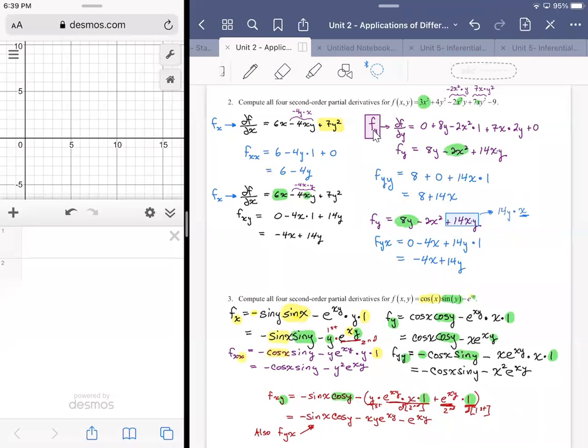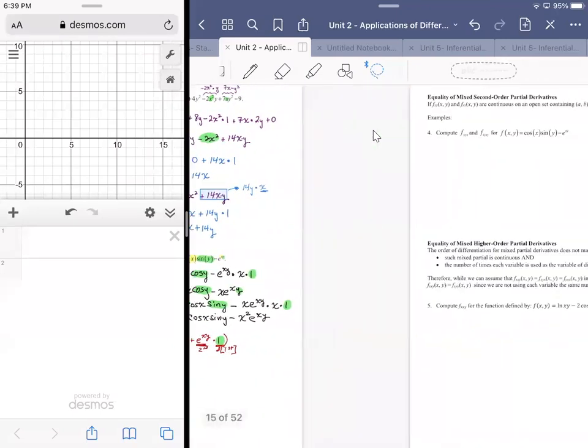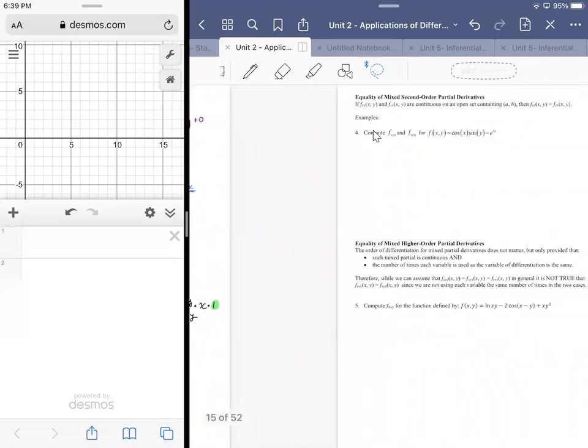Right, when we get to integrals. Right. So on the next page, you see here.